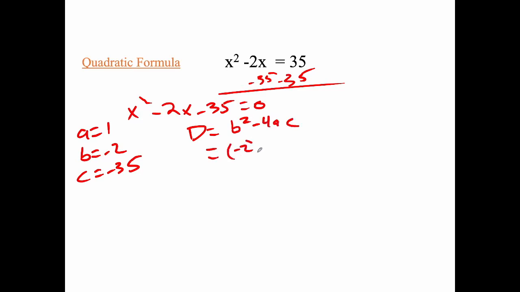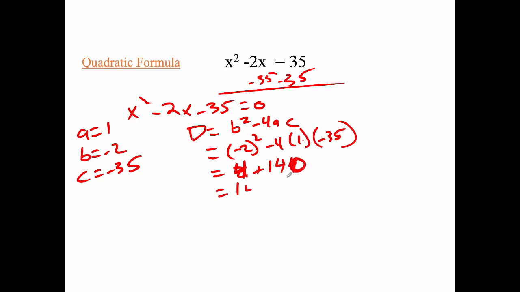I'm going to put negative 2, square it, minus 4 times 1 times negative 35. This is going to be 2 plus, almost made my first mistake of the year, 4 plus 144. Remember, if you're squaring a negative, you must get a positive. That's a very common mistake. Negative 4 times 1 times negative 35 is positive. So this is 140. And I get the discriminant is 144.